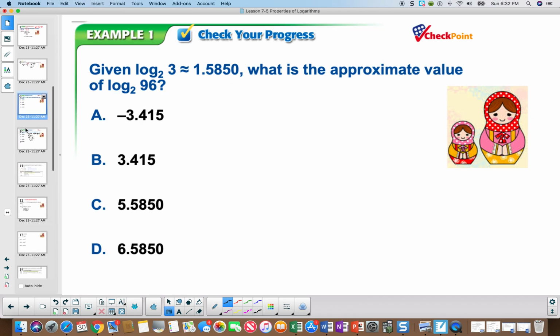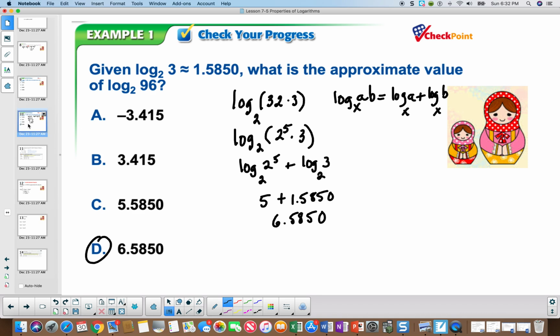Okay, your turn. And here's the answer. 96 is actually 32 times 3, and 32 is 2 to the 5th. So I have this product A times B, and I separate them, simplify, substitute, and I get my answer.